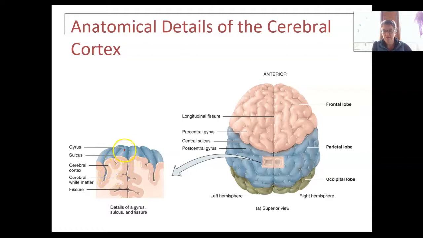Okay, so this is what I just drew on the other slide, and I struggled with it, right? So I have the gyrus is the up part, the sulcus is the down part, and I've got my gray matter lining all of this cerebral cortex. So the cerebral cortex is the outermost layer.